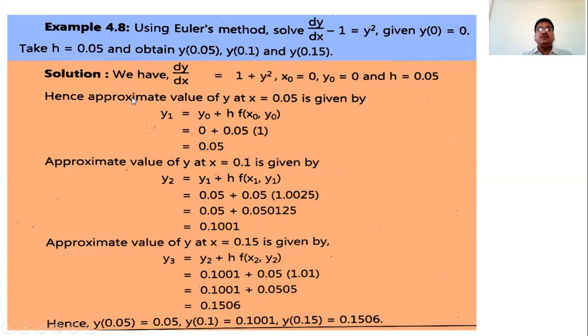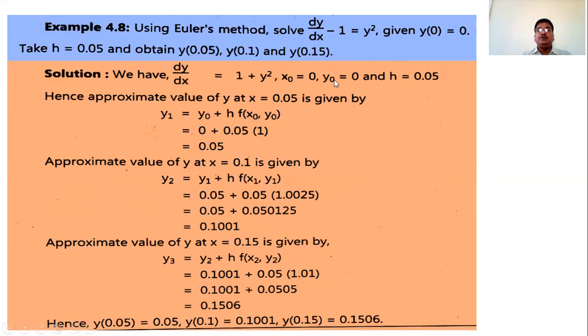Okay, and so we have y at 0.05 is what? y1 is equal to y0 plus h f(x0, y0). Substitute the values, we get the answer. Then y at 0.1, y2, the formula is y1 plus h f(x1, y1), and then substitute the values of y1, x1 and h, we get this answer.